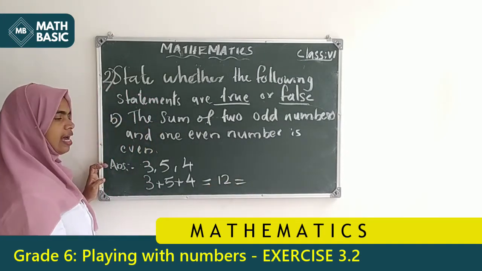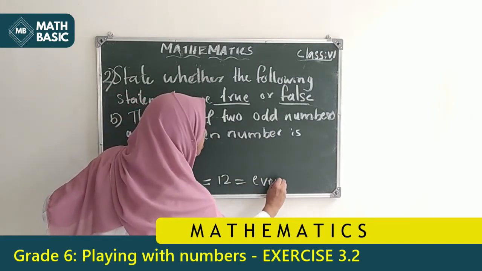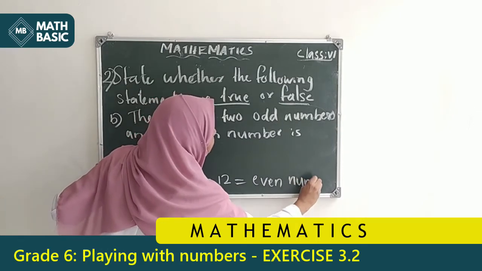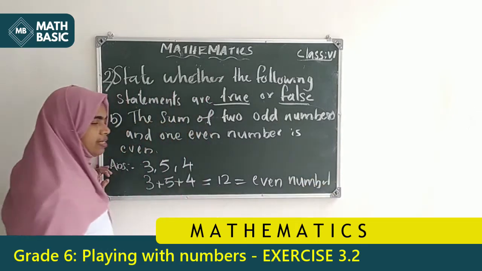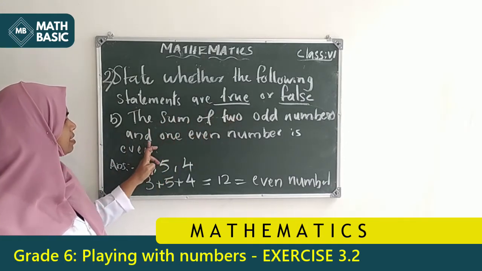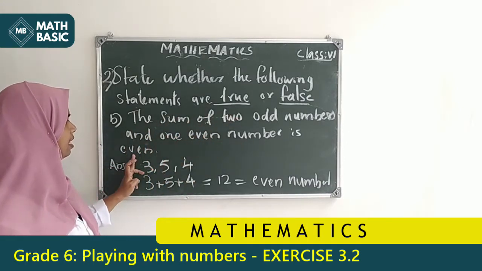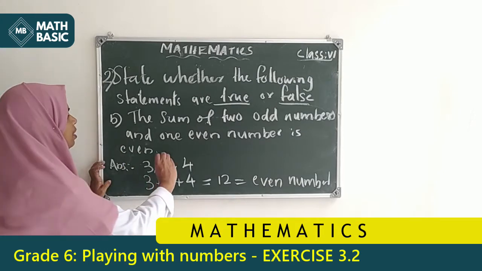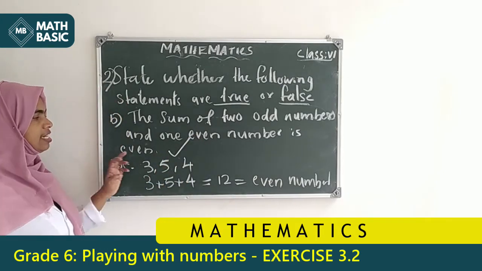12 is an even number. Is it correct? Yes. So, the sum of two odd numbers and one even number is an even number. So, it is correct. It is true.